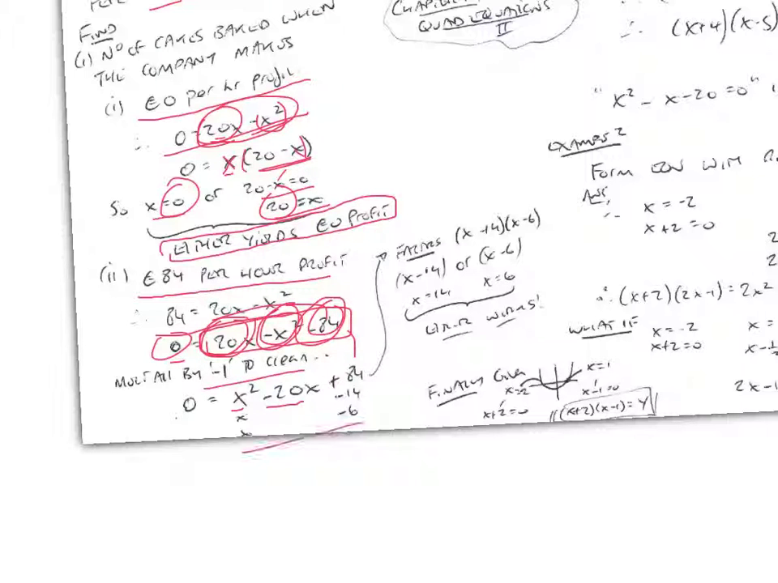We can find the factors of that nice and handy. They are x minus 14 and x minus 6, my mistake. So x minus 14 equals 0, x equals 14, x minus 6 equals 0, x equals 6. So either of these numbers of cakes will produce a profit of 84 euros per hour.